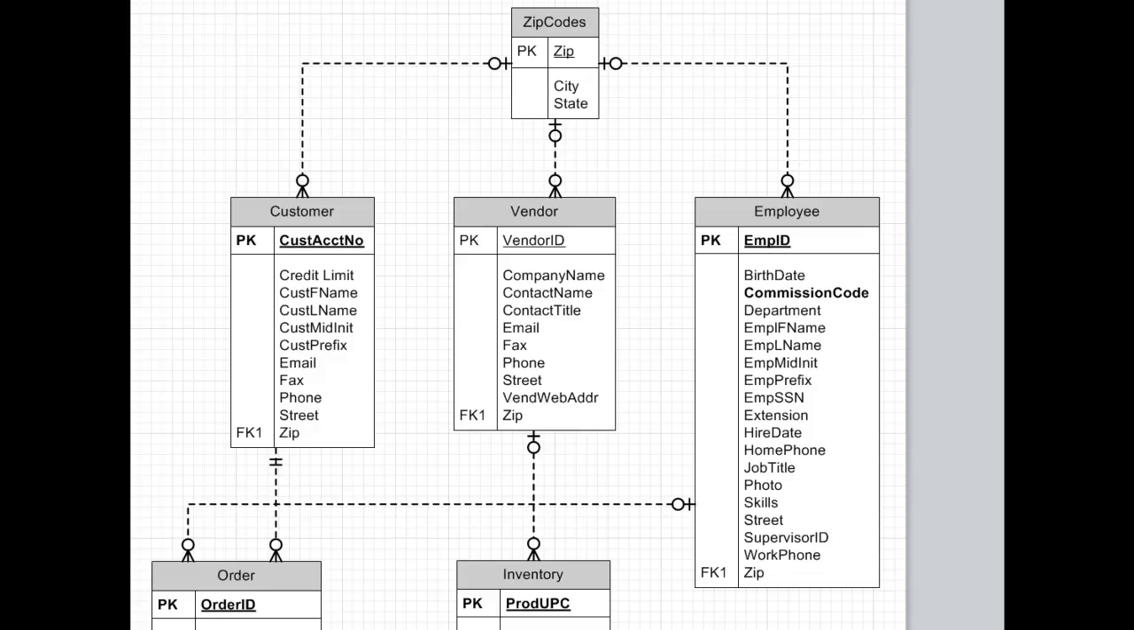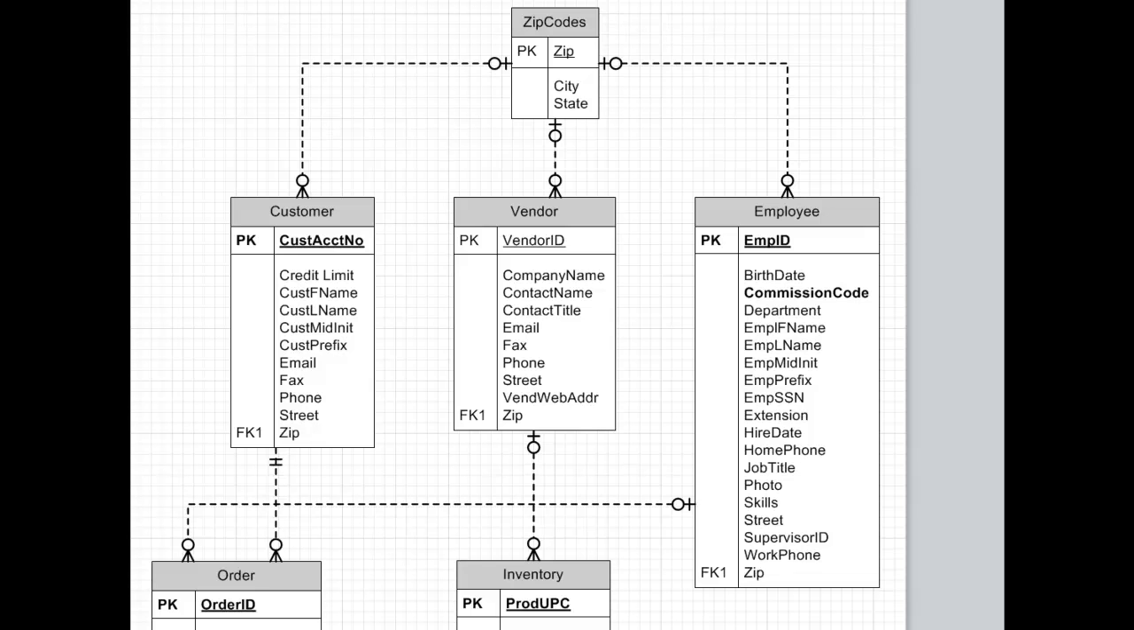There are relationships between zip codes and the other three tables, and they're indicated by the dashed lines going from zip codes to the other entities. For example, zip codes has a one-to-many relationship with vendor, a one-to-many relationship with customer, and a one-to-many relationship with employee. In all cases, though, the dashed lines indicate this is not an identifying relationship.